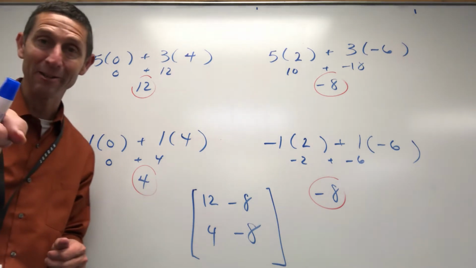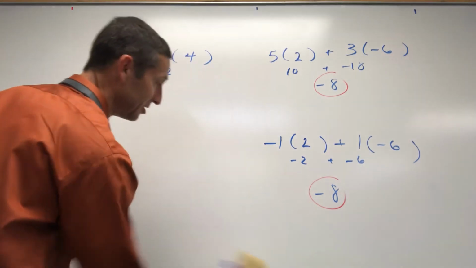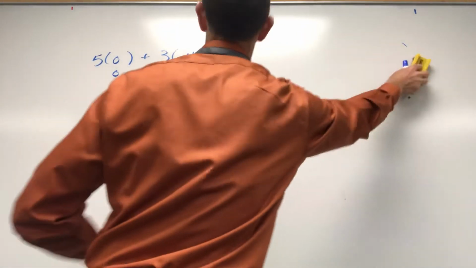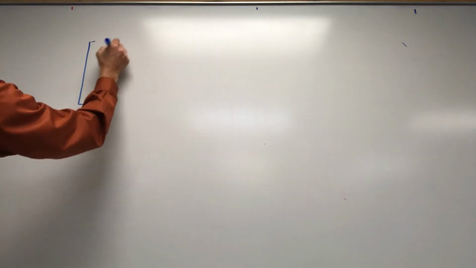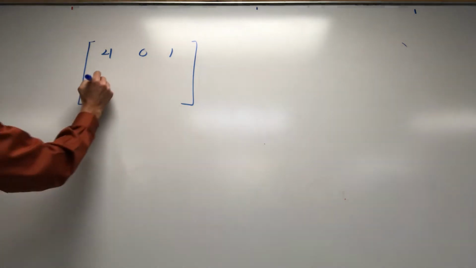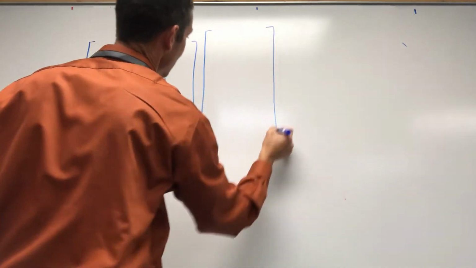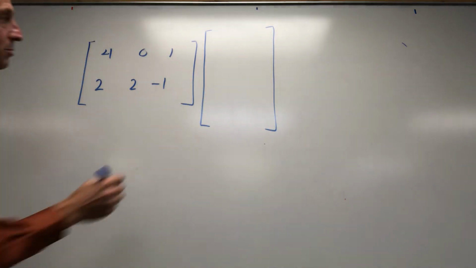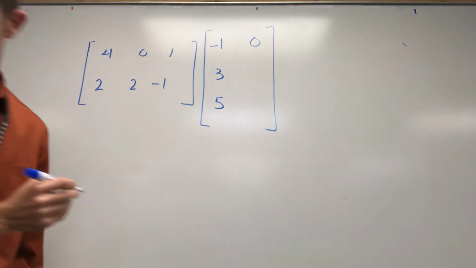Let's try where things get a little bigger, a little larger scale. Oh boy. Yeah, I'm going to need a giant board for this. I don't know if I can make it all fit. We're going to try. Okay, let's make it happen. Here we go. So I've got this, 4, 0, 1. I've got a 2, 2, -1. Got this matrix, -1, 3, 5. 0, what do I have right there? 2, 4.